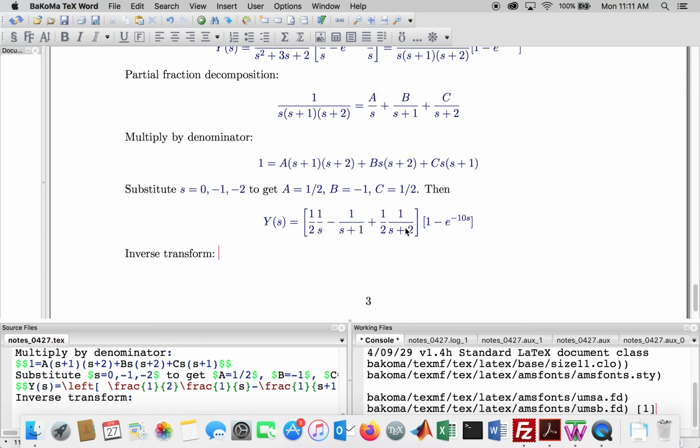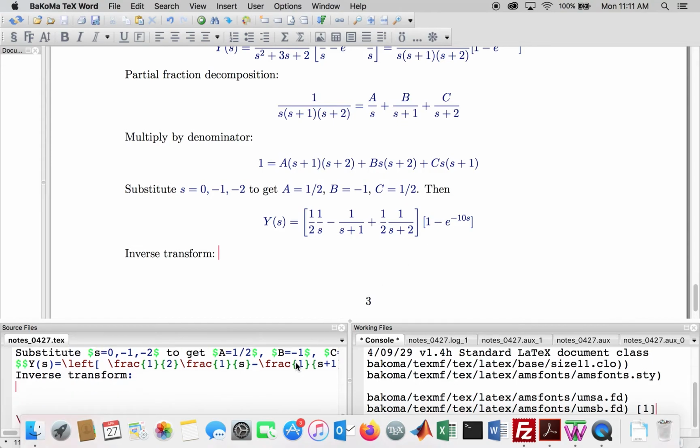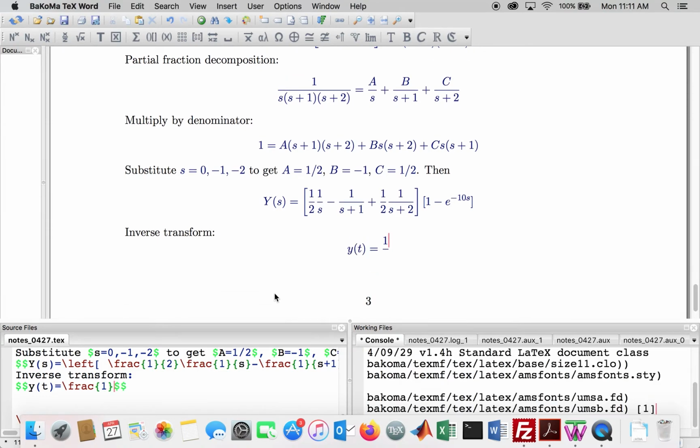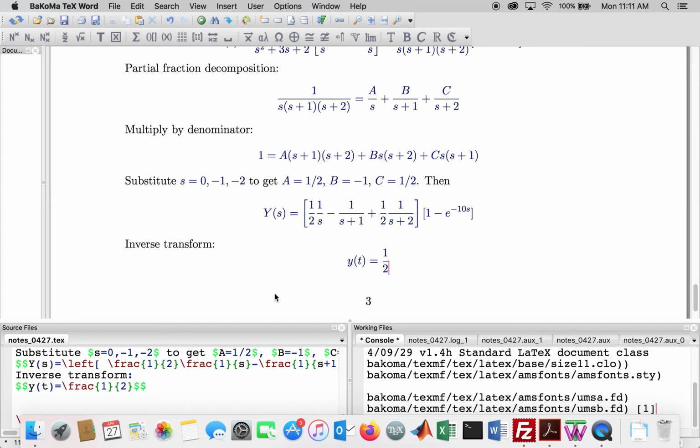I could expand this out, but I'll explain how, since we have everything multiplied by 1 minus this exponential, we can just bypass this, because we can see how it works. So first, transform this part that is multiplied by 1. The inverse transform of 1 over s is 1, so it gives us a 1/2.